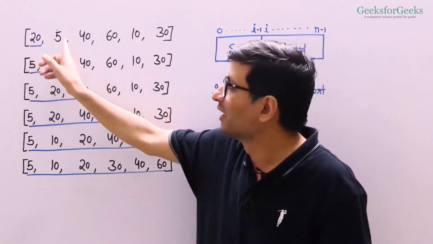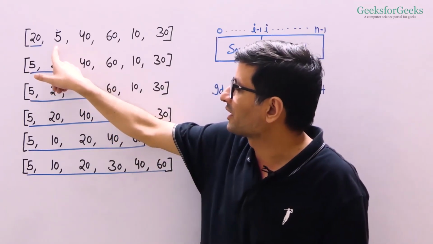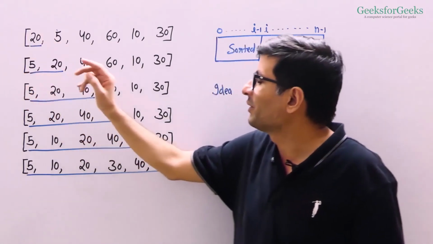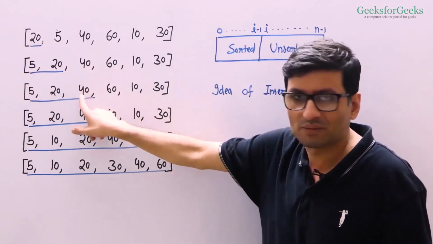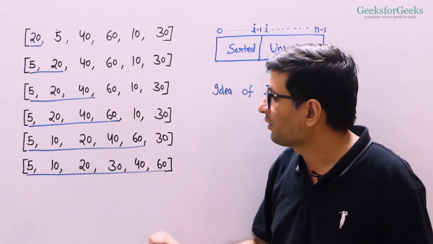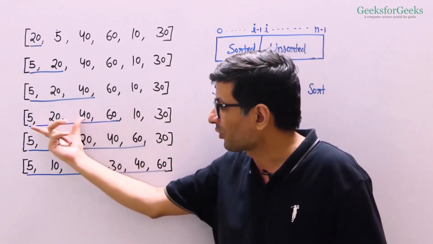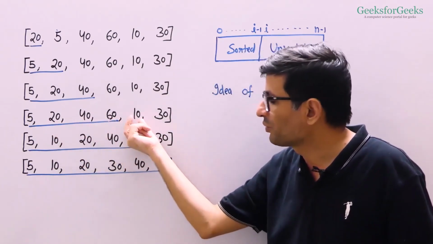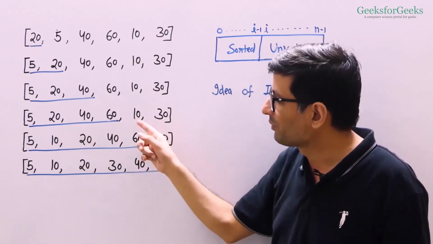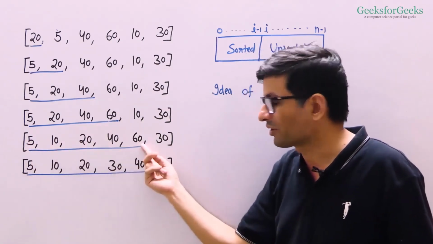First element is only a single element, so there's no point of doing anything about it. So we begin with the second element, and we try to put it at its correct position in this subarray, from 20 to 5. So 5 goes here. Then we come to 40, 40 is already at its correct position. Then we come to 60, 60 is already at its correct position. Now when you come to the next element 10, see, this part is already sorted from 5 to 60. Now you want to insert 10 at its correct position in this subarray. So where will you put 10? You will put 10 here, right? So you put 10 here and this part becomes sorted.